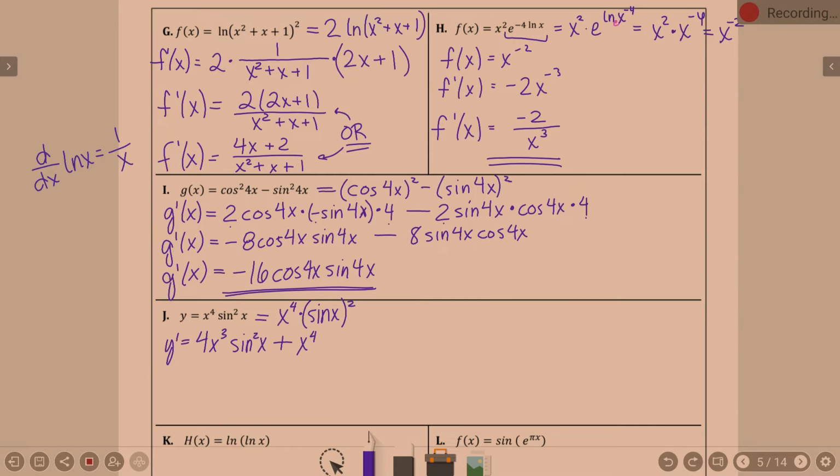Okay, let me ask that again. What is the derivative of something raised to the second? 2 something. 2 sine x to the first. Yes. So 2 times the something raised to the first. And then what do we know about sine x? It has a derivative. What's the derivative of sine x? Cosine x. So here we have a chain rule within a product rule.